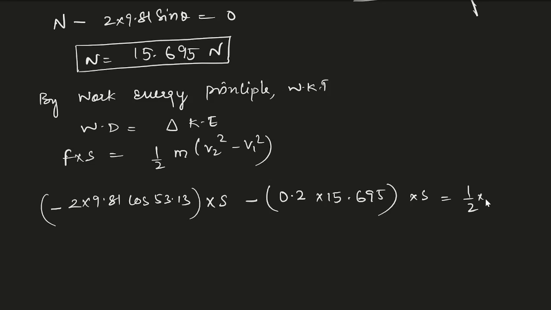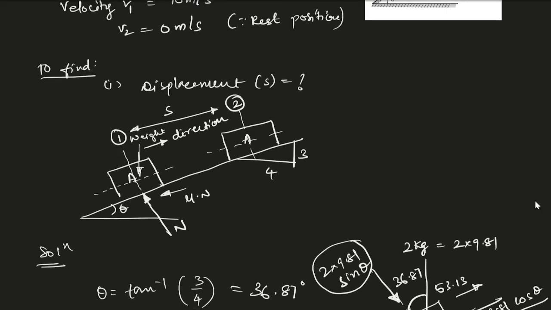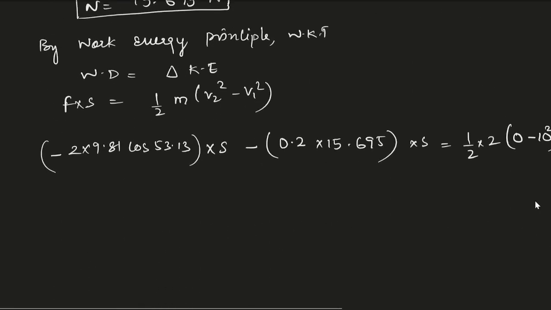Mass of the block is 2. And here v2 square, that means the second position velocity, is 0, minus 10 square. Because we have to find the distance when the block comes to rest at some position. So they mentioned rest position, which means the final velocity is 0, that is v2 is equal to 0. Or else you can write in this manner also, multiplying all the forces with the distance as well, no problem.